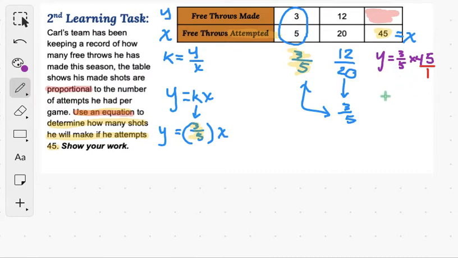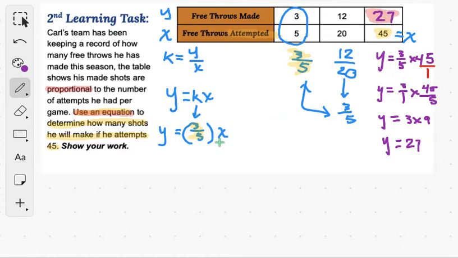Now, what you can do is a little manipulation, and what you end up with is 3 over 1 times 45 over 5. We know that 5 goes into 45 nine times, and 1 goes into 3 three times. So this is really 3 times 9. So y is going to equal that, and y equals 27. That means that this has to be 27.